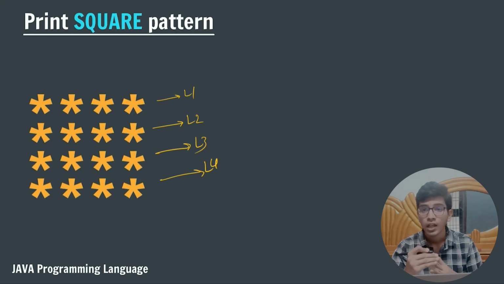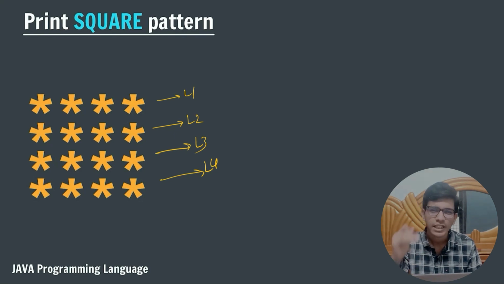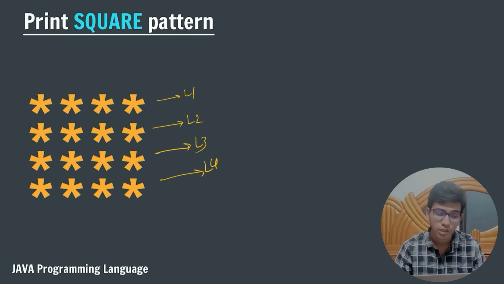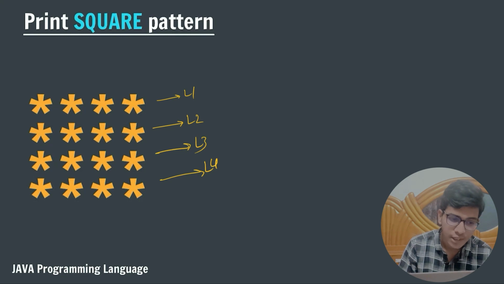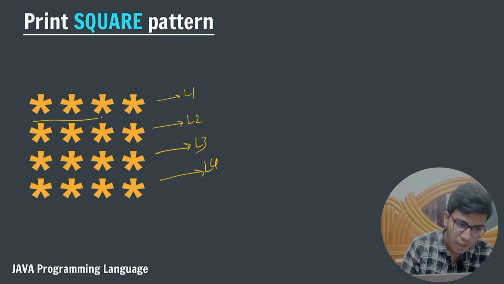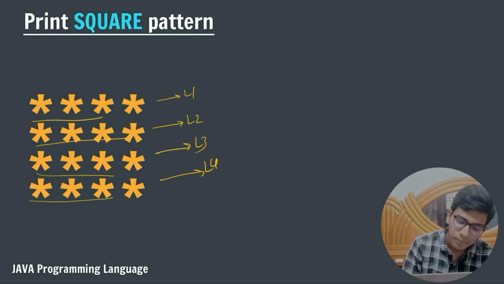And in detail, in the upcoming chapters we are going to study a lot of patterns and a lot of complex pattern problems in our upcoming sessions. So in this question the logic is we have to print this pattern 4 times, and finally if we print all these patterns 4 times, we'll get our square pattern.